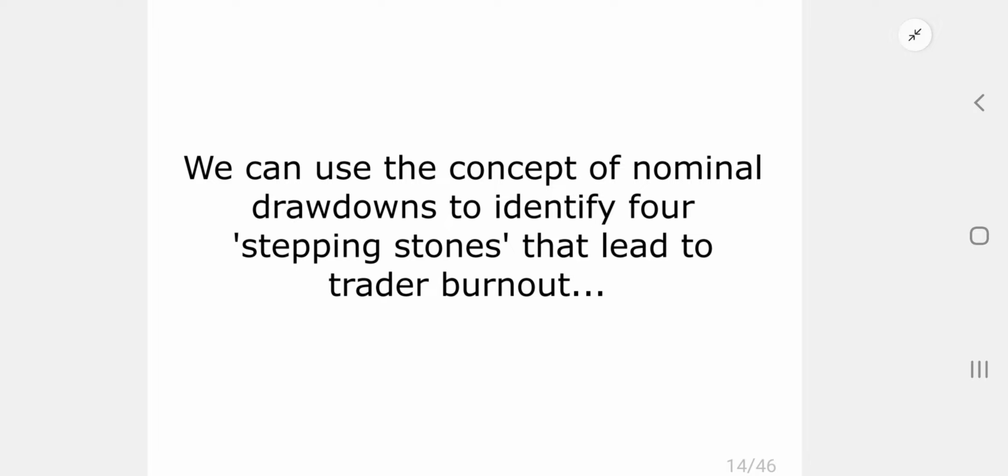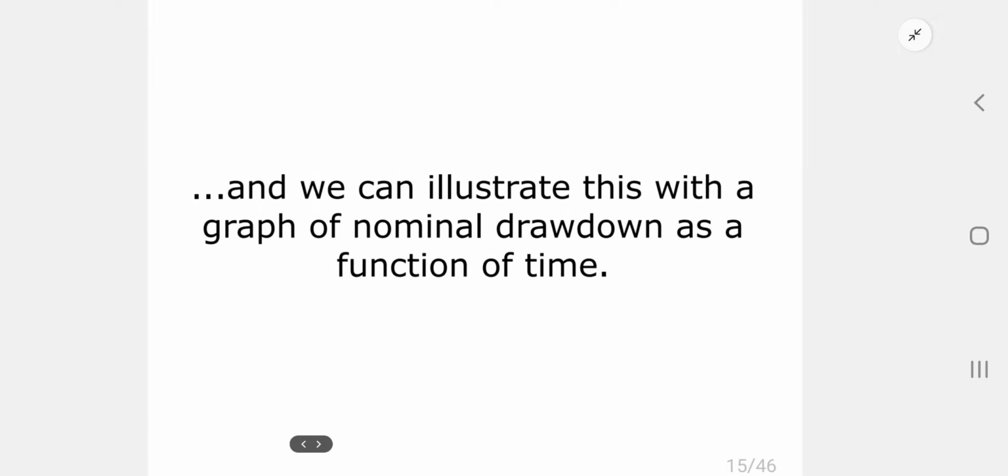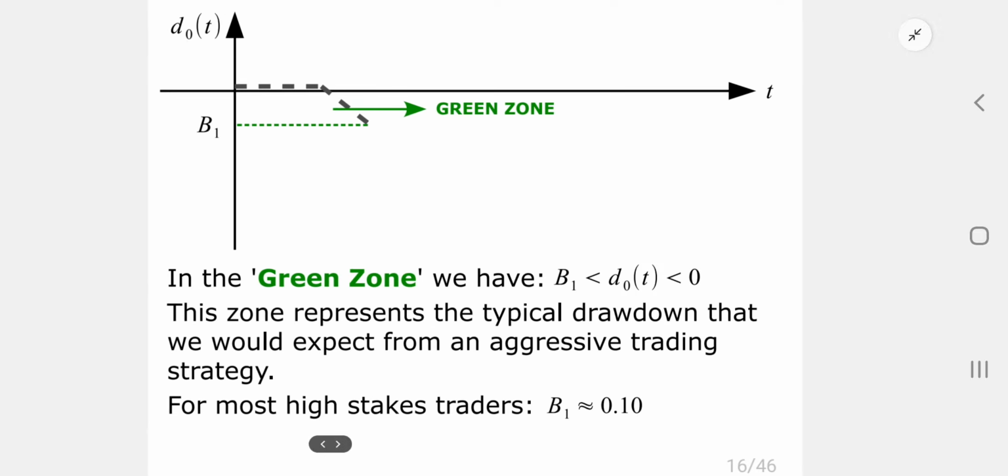We can use the concept of nominal drawdowns to identify 4 stepping stones that lead to trader burnout. And we can illustrate this with a graph of nominal drawdown as a function of time. In the green zone, we have B1 is less than D0 of T, which is less than 0. This zone represents the typical drawdown that we would expect from an aggressive trading strategy. For most high-stakes traders, B1 approximately equals 0.1.